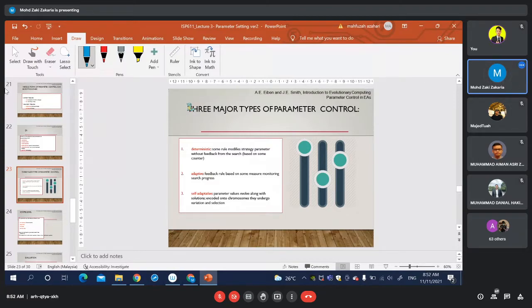And for parameter control, we have 3 types. Deterministic means some rule modifies the strategy parameter without feedback from the search. For adaptive, feedback rules are based on some measure monitoring search progress, and self-adaptive is encoded onto the chromosome. They undergo variation and selection.